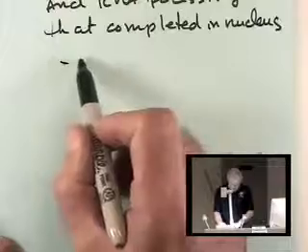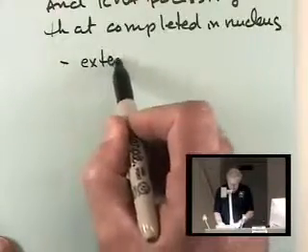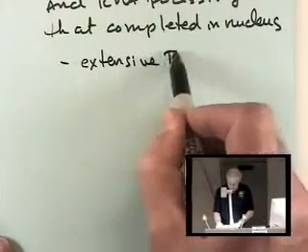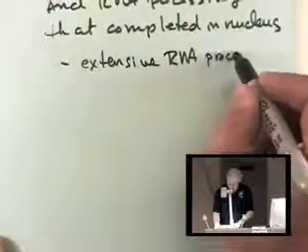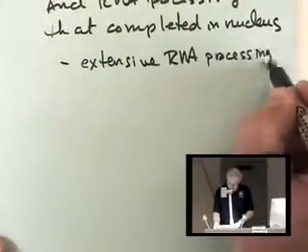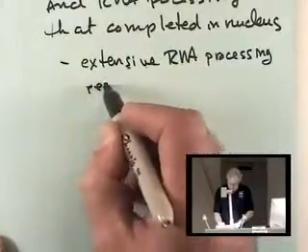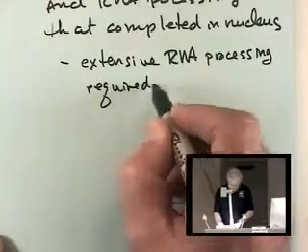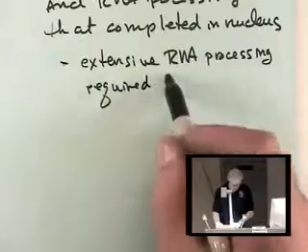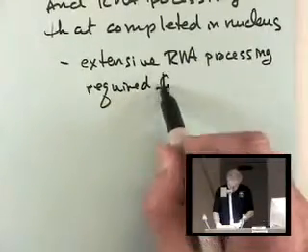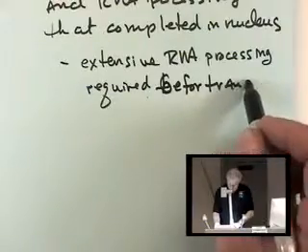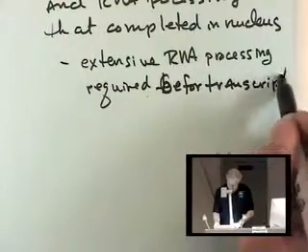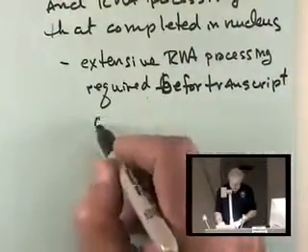So there is extensive RNA processing that's required in the eukaryotes before the transcript can be translated.